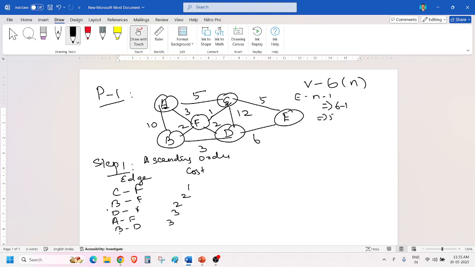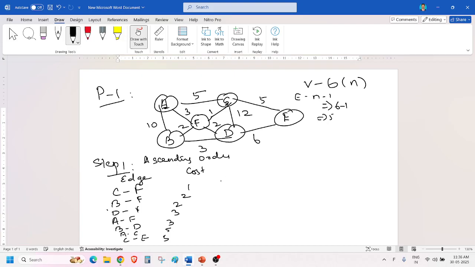Okay, next we are having 5. So 5 also we are having two things. A to C is there as well as C to E is also there. Both we can write. A to C 5 as well as C to E we are having a 5.